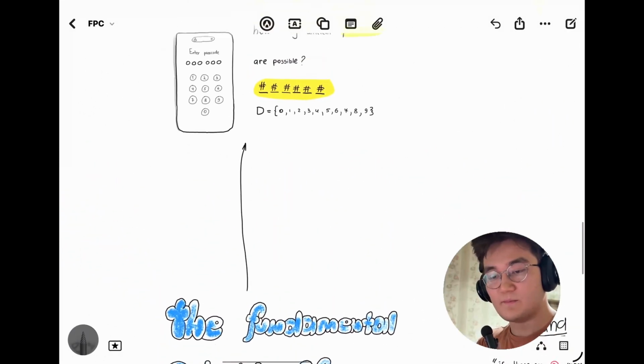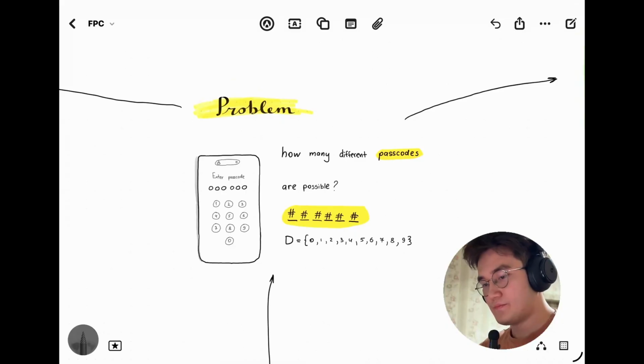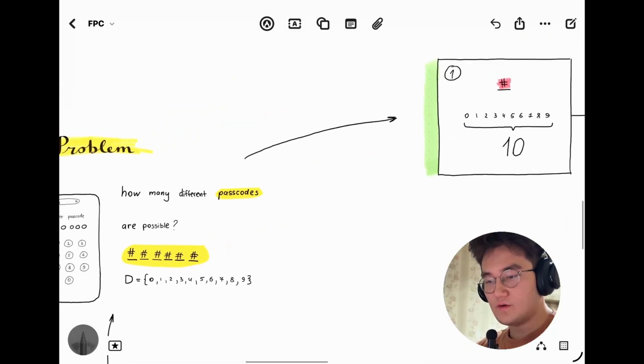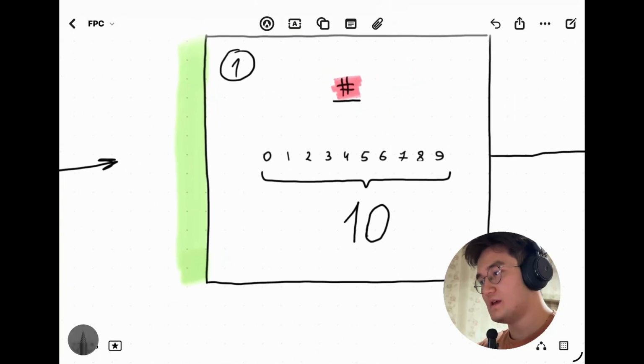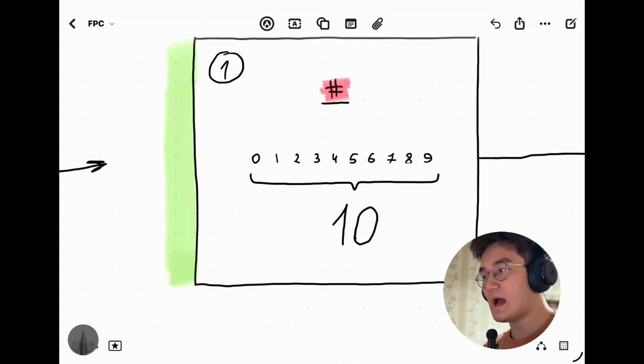So let's get back to the problem. First of all, let's think about the simplest case when we have only one slot and we have 10 digits. In this case we can take any digit out of those 10. So if we ask the same question, how many different passcodes are possible, in this case it will be 10, right?